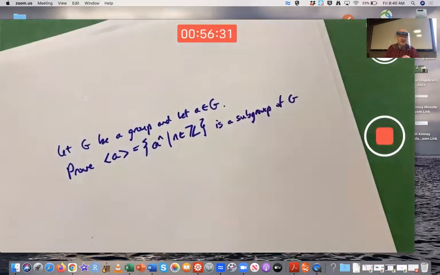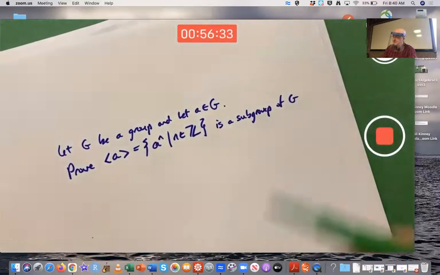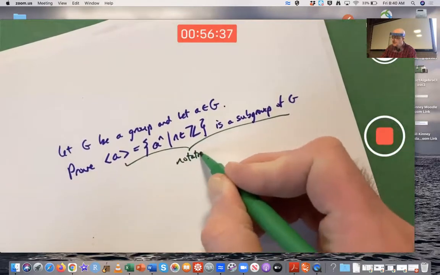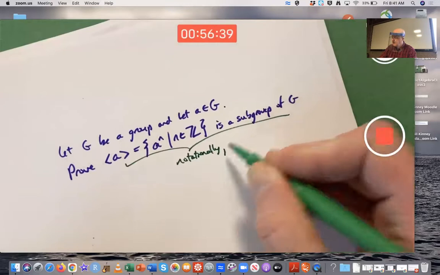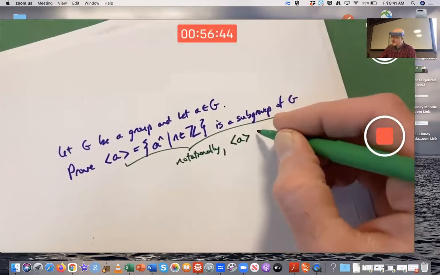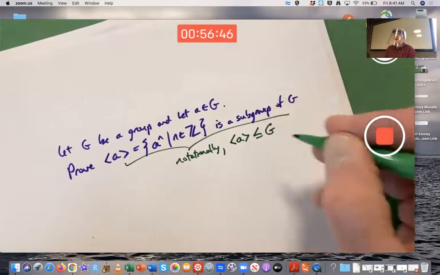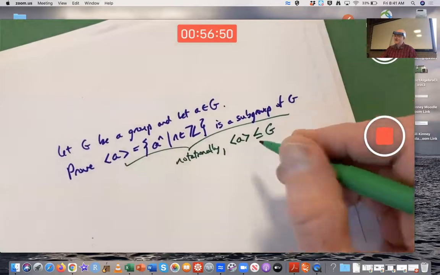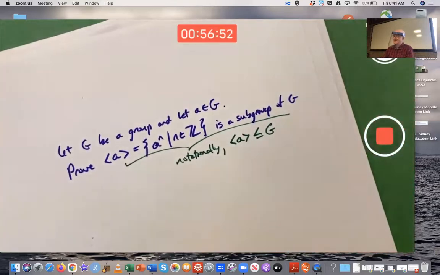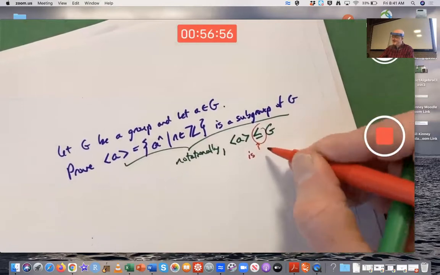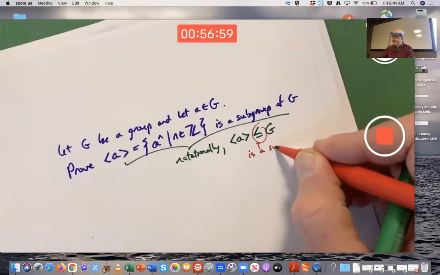Special notation here I want to mention as well. Notationally, we write the cyclic subgroup generated by A like this, with a less than or equal to symbol. It's not that. This is our special notation for "is a subgroup of." Lots of confusing notation here. You have to tell from the context.